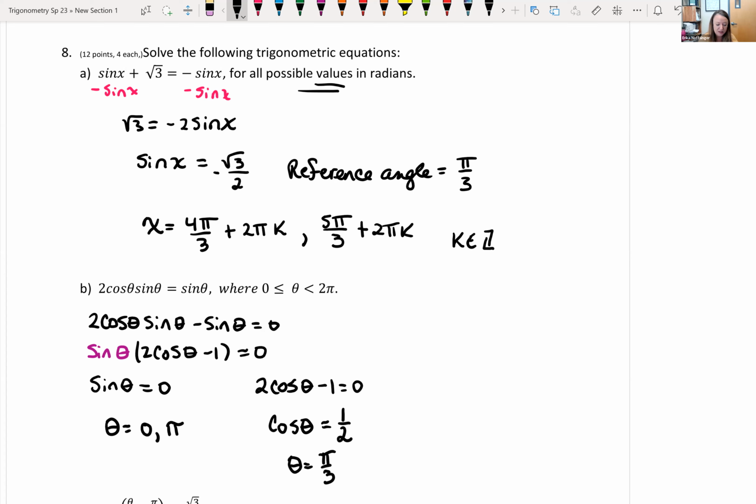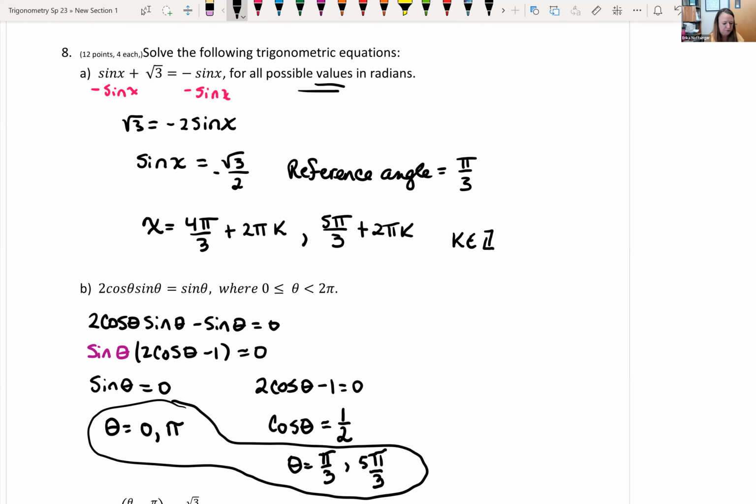So treating pi thirds as a reference angle, 2 pi minus pi thirds is 5 pi thirds. Okay, so we found our solutions to this equation.